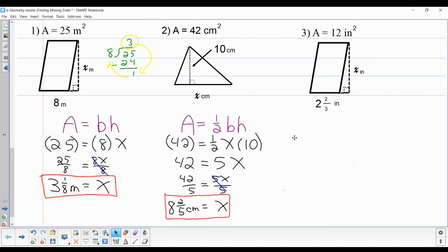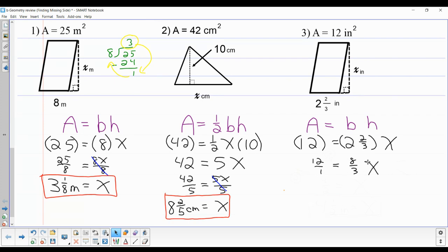The last equation is another parallelogram with the same 3 steps. Write the formula. Plug into the formula. The area is 12. We have an equal sign. The base is 2 2/3, and we have a height. Now in this problem, when I go to solve this equation, I can't solve with a mixed number. I'm going to rewrite it with 8/3 x on the right and 12/1 on the left.